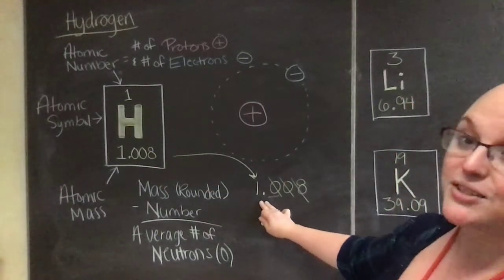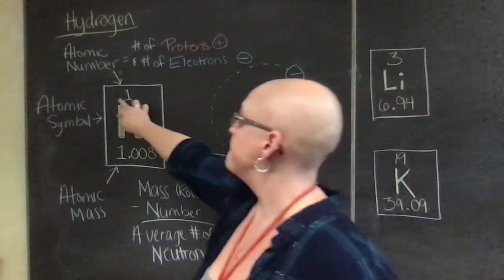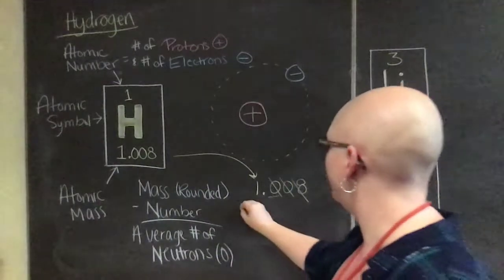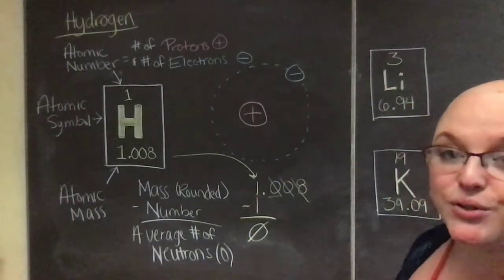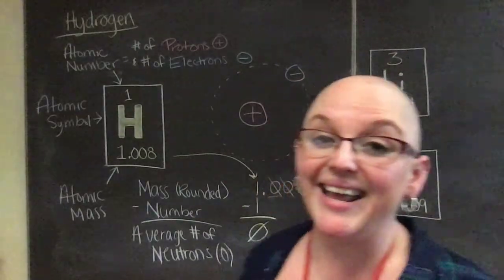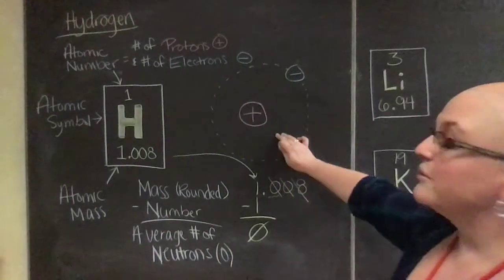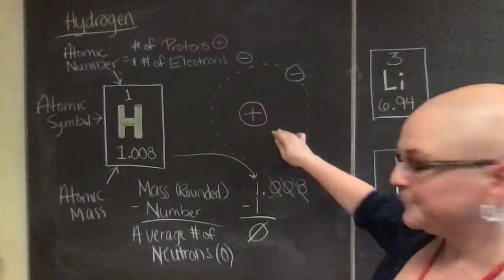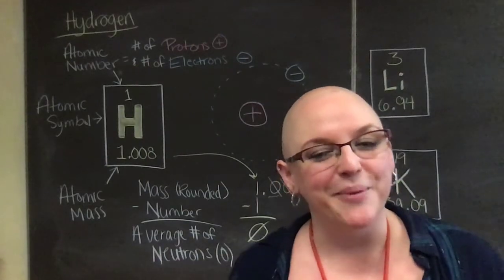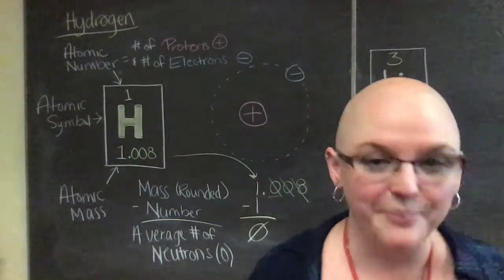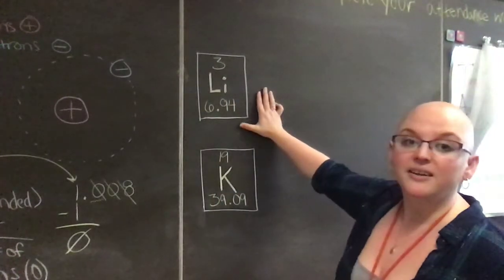Now I'm going to follow my instructions where it says subtract the atomic number. 1 minus 1. That gives me 0. There are 0 neutrons usually in a hydrogen atom. And that's okay. So that means my diagram here is complete. My friends, not all of them can be as simple as hydrogen. Let me explain. Over here we have lithium.